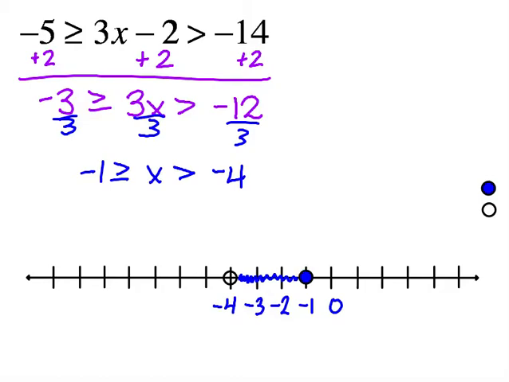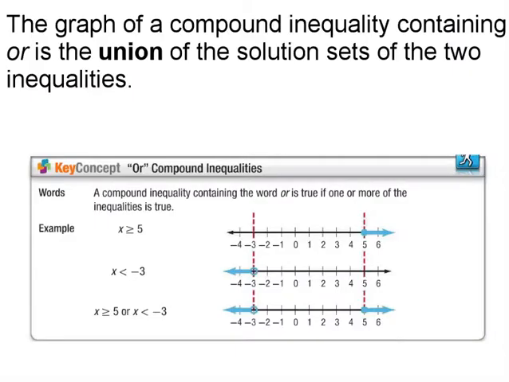All right, so that's the first types of compound inequalities you're dealing with. Now we're going to talk about another type, and these are using the union. And so the graph of a compound inequality containing the word or is the union of the solution sets of the two inequalities. So when we have a compound inequality and it uses the word or, notice here are my two inequalities that I start with. This is my final answer.